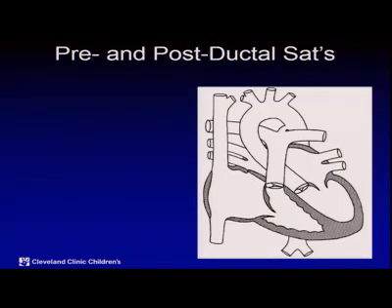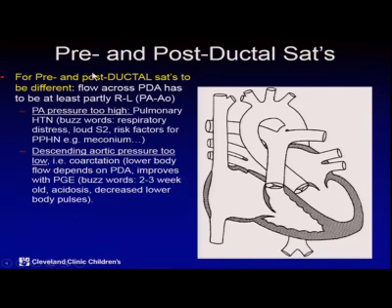All right, I want to mention a few things about pre- and post-ductal SATs because we talk about them in the nursery all the time. For them to be different, first of all, there has to be a ductus, so you can't have a pre-post-ductal SAT difference if you don't have a ductus. And second, there has to be right to left shunting through the ductus, right?